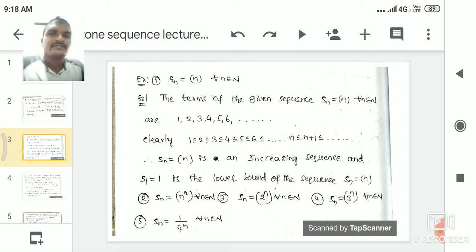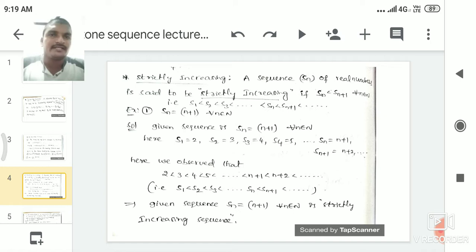And the third problem is also a strictly increasing sequence. So these are examples for strictly increasing sequences. Every increasing sequence need not be strictly increasing, but every strictly increasing sequence is an increasing sequence. Okay. Now we see.